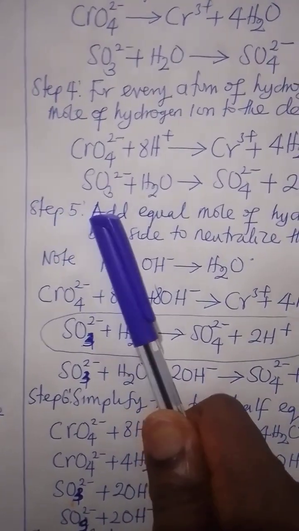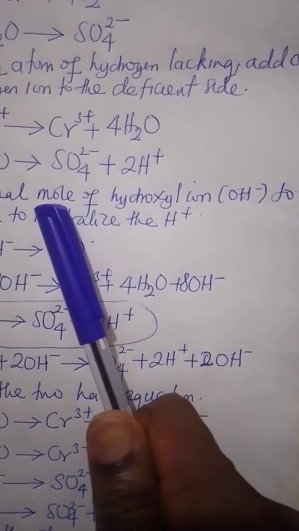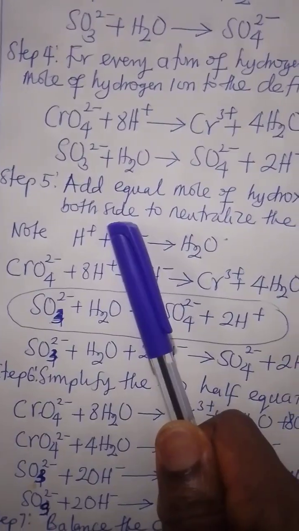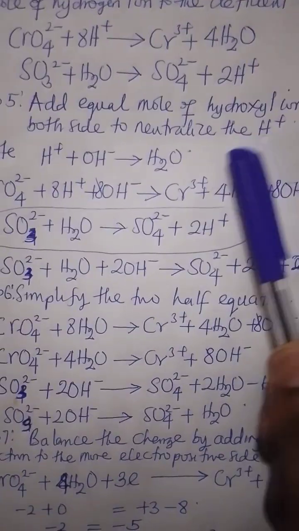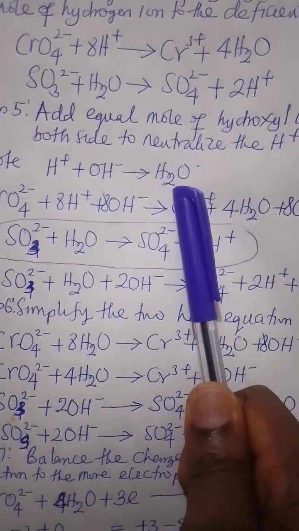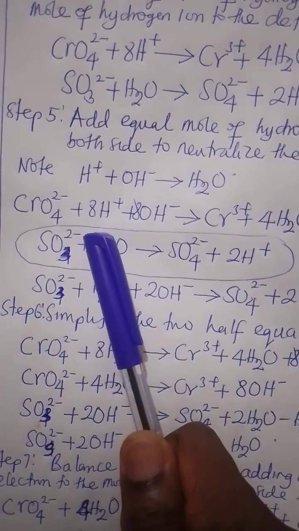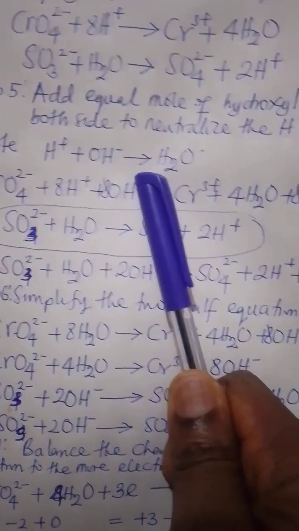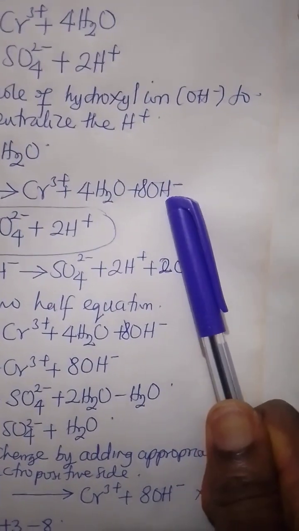Step number 5. Add equal moles of hydroxyl ion, OH-, to both sides to neutralize the H+. I want you to also note that H+ plus OH- will give us water. We're going to use this later. So we have 8 H+. And so we add 8 OH- to the left hand side. And we also add 8 OH- to the right hand side.